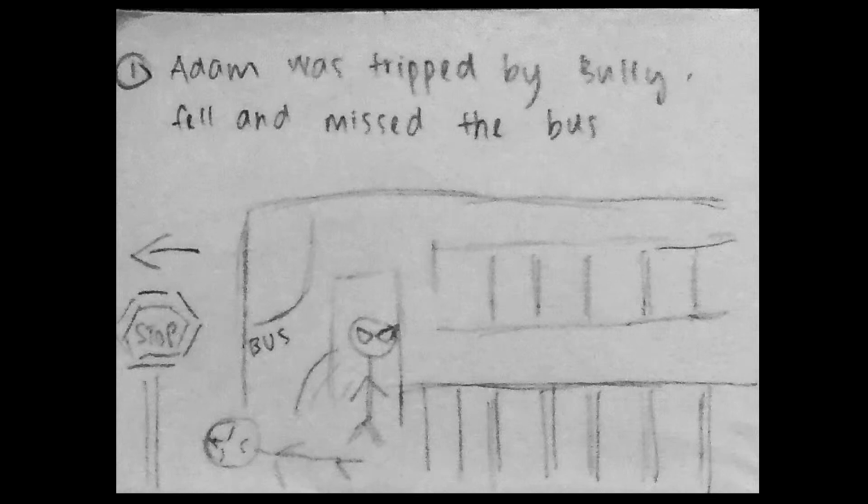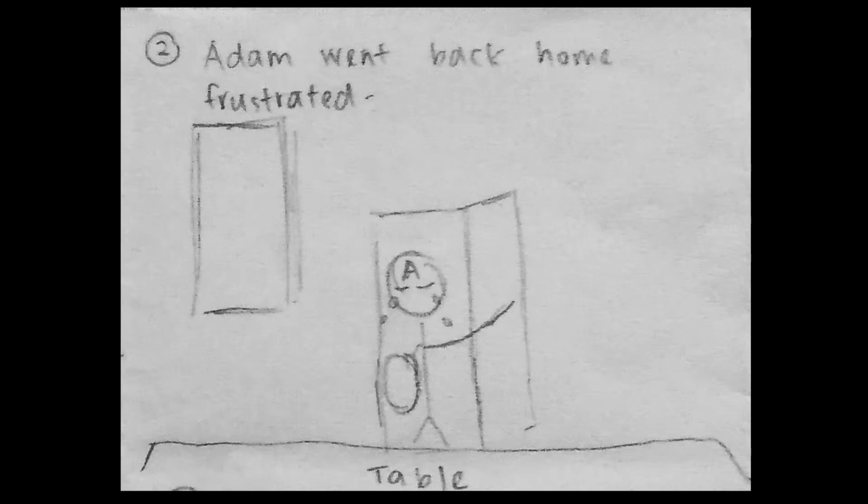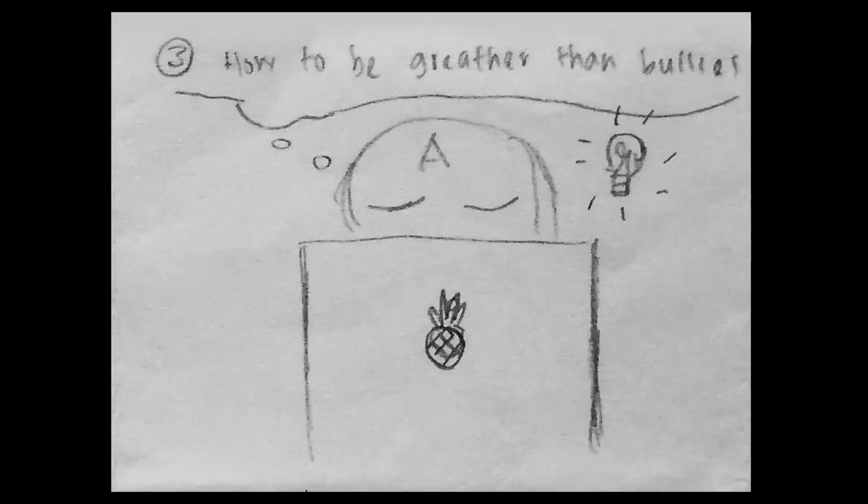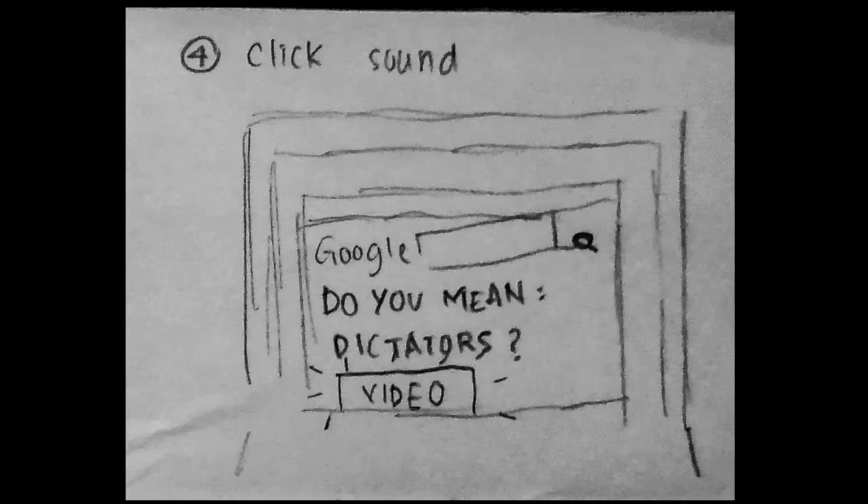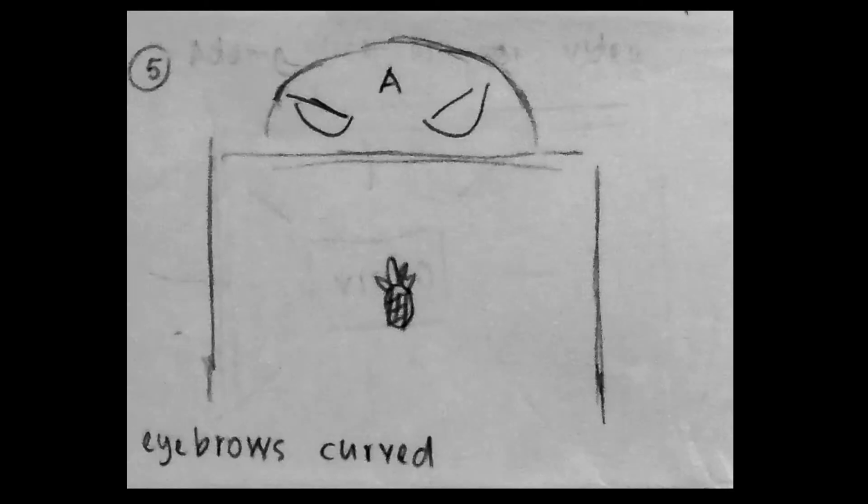Ouch! Adam was tricked by a group of bullies while getting on the school bus. He went back home feeling frustrated and decided to look up ways to become even more powerful than the bullies. As he looked up the internet, dictator pops up. So what's the difference between a school bully and a dictator?